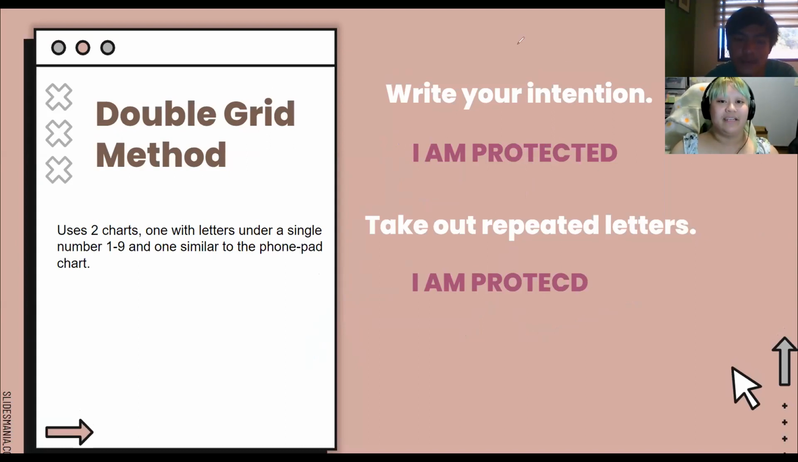The last method is the double grid method, and this uses two different charts. One with letters and columns that are assigned a number 1 through 9, and then another 3x3, similar to the phone pad chart one. So this one started the exact same way. Write your intention, and then take out any of the repeated letters, and then take out vowels if you also want to.